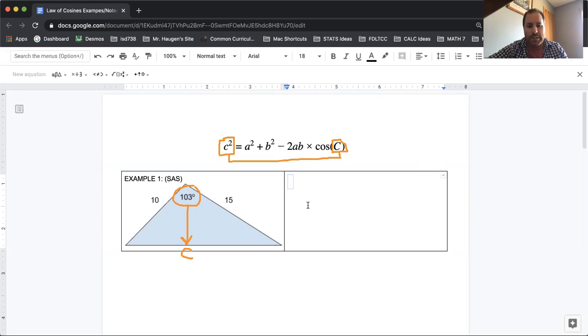So in here, what I would say is I don't know what side C is. That's going to be C squared. And then we would fill in the rest. A and B, it doesn't really matter because they're being added, either A or B. So I'm going to go 10 squared, which is 100, plus 15 squared, which is 225. And then we're going to subtract 2 times 10 times 15, which is 300. That's this portion, 2 times 10 times 15. And then we're going to multiply that times the cosine of 103 degrees, right? 103 degrees. That's what we want to do there.